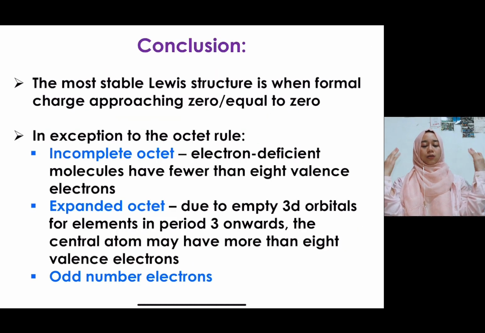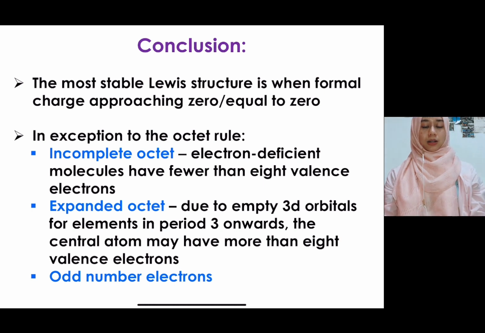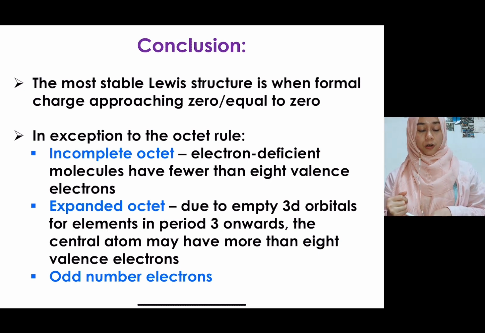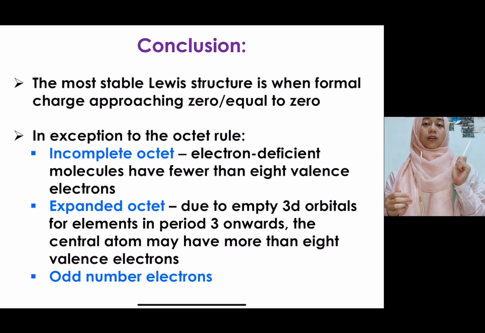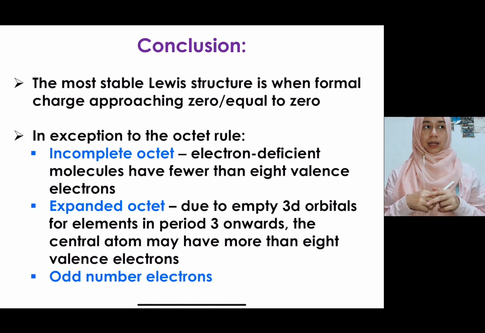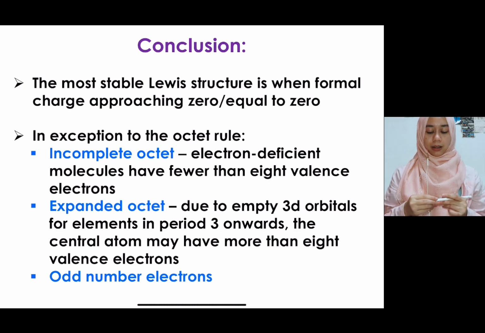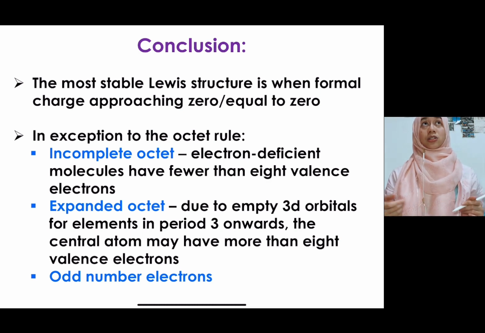Okay. So basically, the conclusion for our exceptions to the octet rule and also formal charge: the more stable Lewis structure is when the formal charge is approaching 0 or equal to 0. And in terms of exceptions to the octet rule, there are only 3. The first one is incomplete octet, where the number of electrons at the central atom is less than 8. Okay. And then expanded octet is when the number of electrons around the central atom is more than 8. Okay. And then last we have odd number electrons, where the central atom has an odd number of electrons.